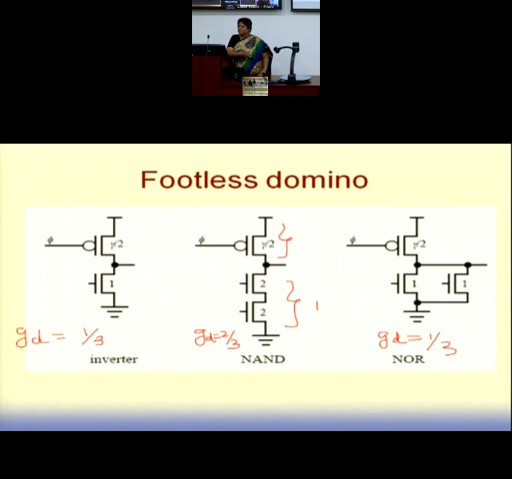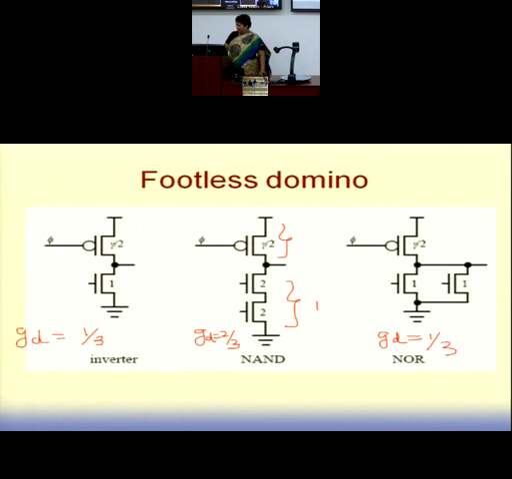Even if the inputs are present, discharge can happen. It need not wait for the clock. So discharge is not in your control. As and when the inputs arrive, discharge can happen. So this is something which is beyond your control. You have more control in a footed domino gate. We have more user control in a footed domino gate, which is more robust.